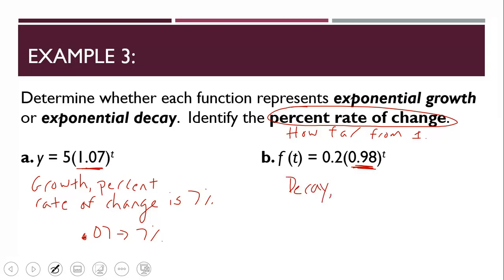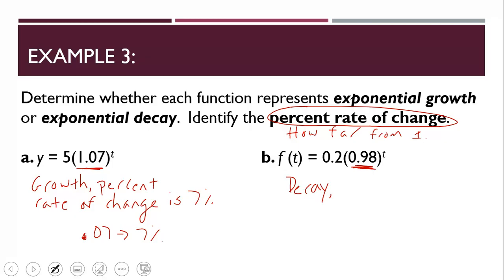And again, you want to think to yourself, how far away am I from 1? That distance from 1 represents the percent rate of change, because 1 is like your basic constant number. So if you're at, say, 0.8, that would mean you're decaying at 20% because you're 20% away from 1. If you had 0.5 there, you would be decaying at 50%. If you had 1.5, you would be growing at 50%.